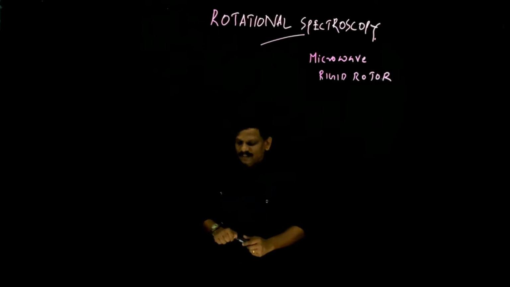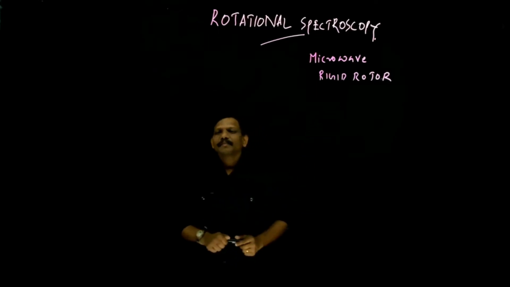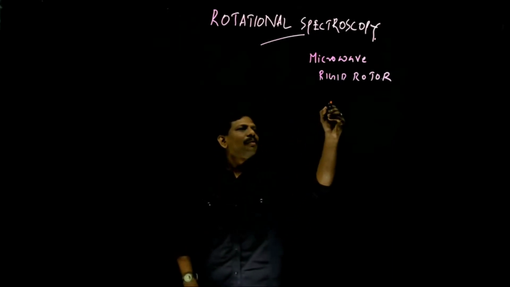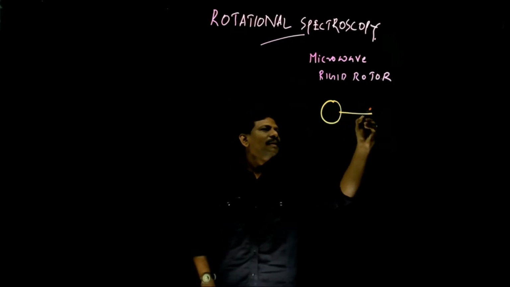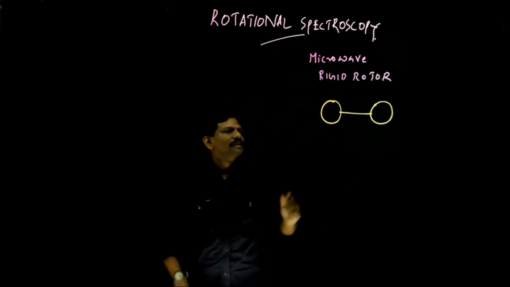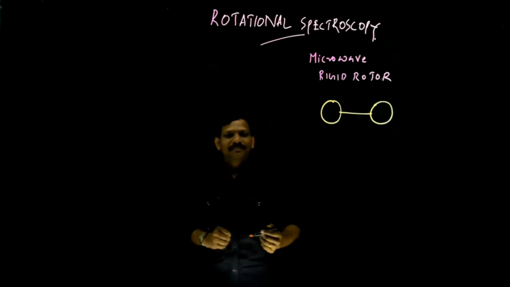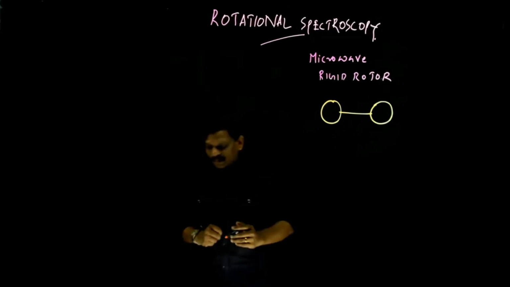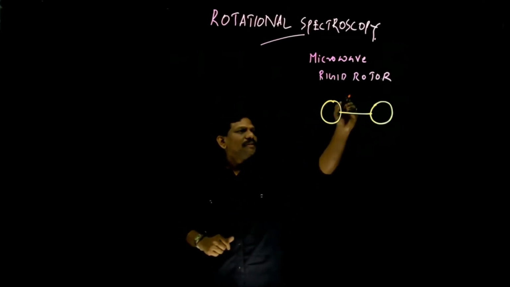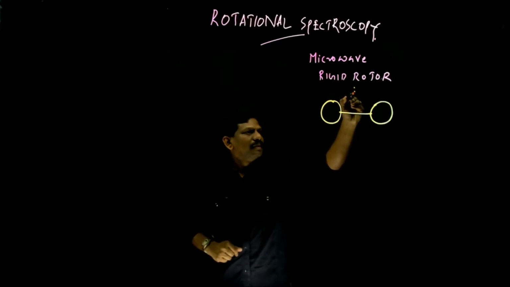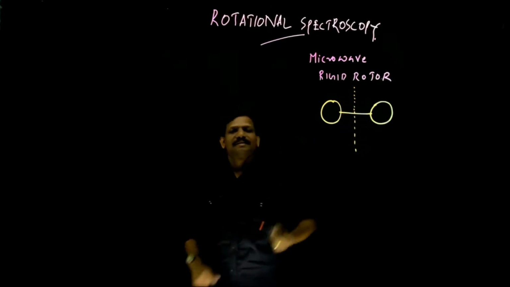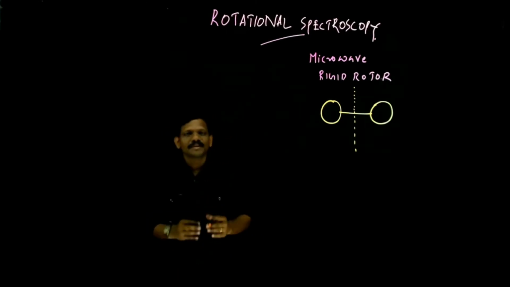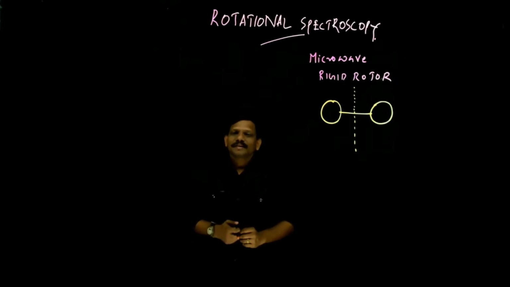For explaining rotational spectroscopy, first we need a model called the rigid rotor. A rigid rotor can be drawn as one mass connected to another mass by a rigid line. This is not elastic. So this particular model is called a rigid rotor. The rigid rotor needs a rotational axis, and this rotation is quantized. That is the basic principle behind rotational energy.